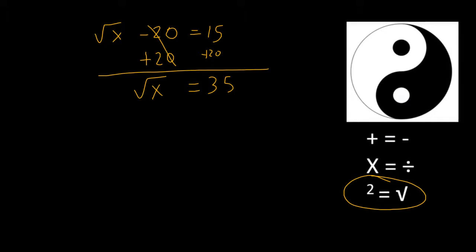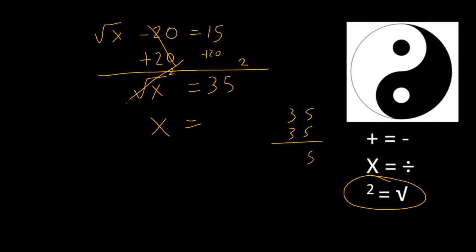And then to get x by itself, what I can do is I can square it. So the square root and the square, they end up canceling out. And whatever we do on the left side, we do on the right. So then now the answer is x equals 35 times 35.